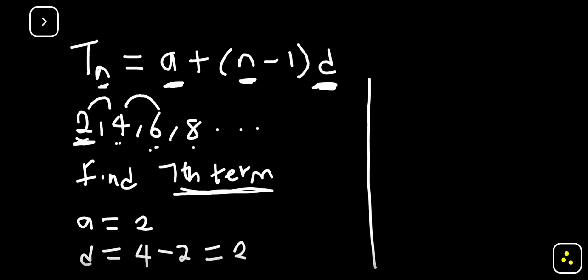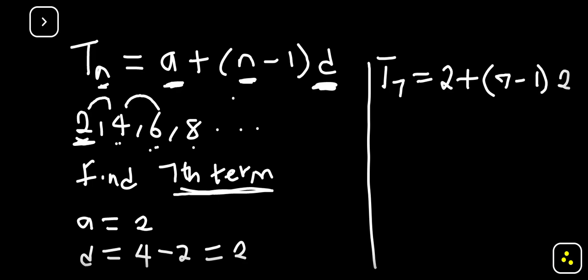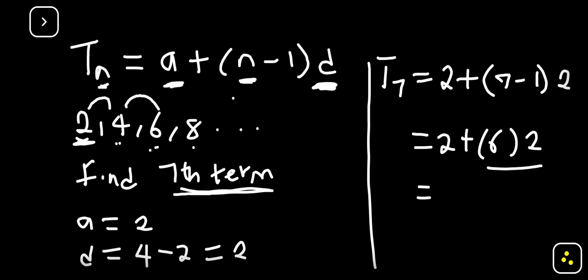Putting this in the equation, we're looking for the seventh term. So we'll have T sub 7 is equal to the first term, 2, plus n, which is 7, minus 1, and the common difference is 2. So we'll have 2 plus (7 minus 1, which is 6) bracket 2. We'll work with this part first. So we'll have 6 times 2 is 12. So we'll have 2 plus 12. So our seventh term is 14. And that is how to find the nth term of an arithmetic progression.